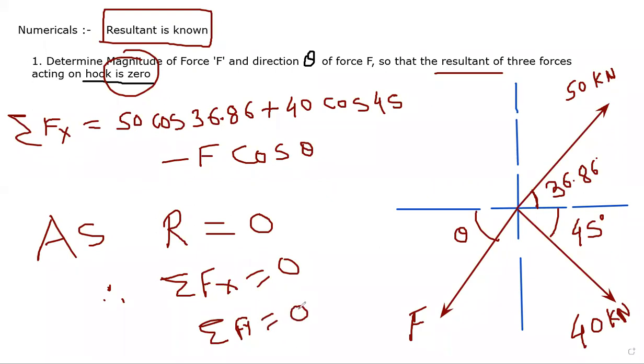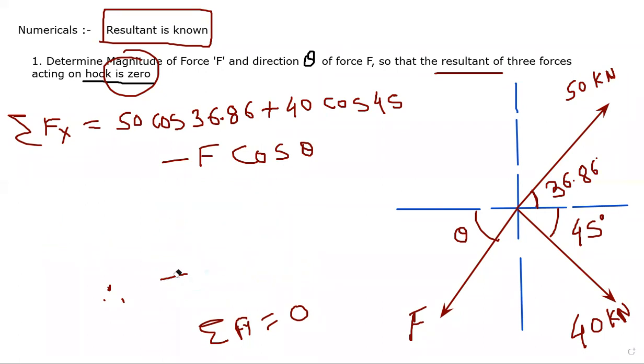So summation Fx is equal to 0, summation Fy is equal to 0. The condition is given that R is equal to 0. The condition is given in this numerical. It is not common for all. It is for this numerical only. R is equal to 0. So summation Fx is equal to 0, summation Fy is equal to 0.